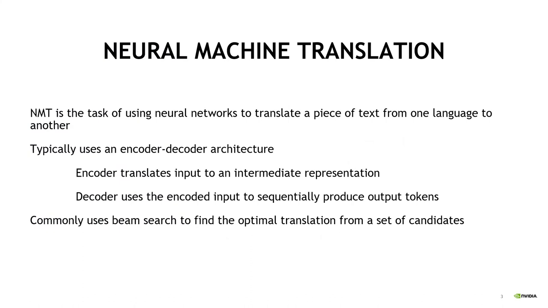What is neural machine translation? Neural machine translation is the task of using neural networks to translate a piece of text from one language to another. Modern solutions typically use what is called an encoder-decoder architecture, where there are two models that work together to translate the provided text. The encoder model first translates a time series input into an intermediate representation. The decoder model then uses the encoded input to sequentially produce output tokens until the resulting text is completely translated.